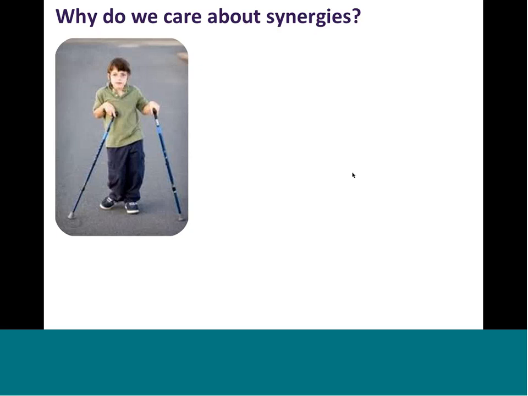Cerebral palsy is caused by an injury to the brain at or near the time of birth. And because each brain injury is unique, everyone's going to move slightly differently and coordinate their muscles in a slightly different way. And so we've really been looking for new ways that we can quantify patient-specific changes in neuromuscular control. And that led us to look at synergies as a potential framework.